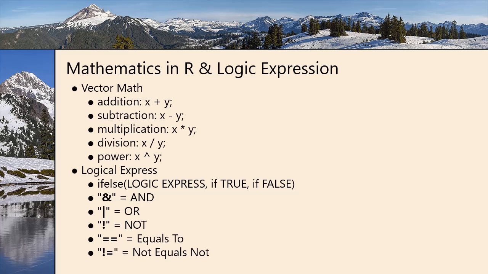Finally, logical expressions use the ifelse function with the logical expression on the left, then the value if true first, then if false. It uses the ampersand, vertical line, and exclamation mark for and, or, and not. Double equals for equal to, and exclamation mark equals for not equal to.